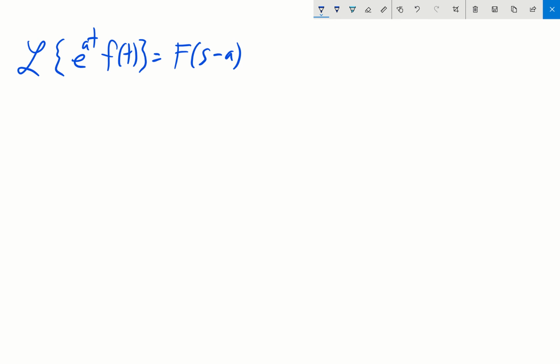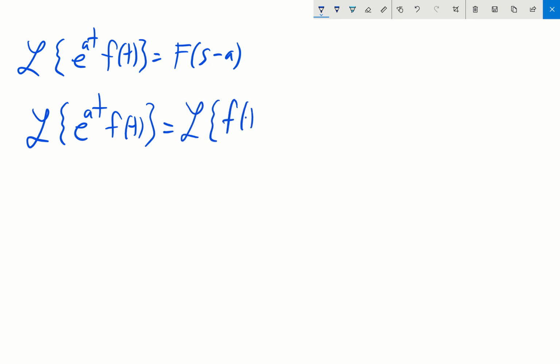Okay. Sometimes we will actually use another notation for this. A notation you will sometimes see that's kind of common is we'll write the Laplace transform of e to the at times f of t is equal to the Laplace transform of f of t, and then we'll say where s gets replaced with s minus a. Because at the end of the day, it is related to the original Laplace transform via this shift, or this translation, if you will.